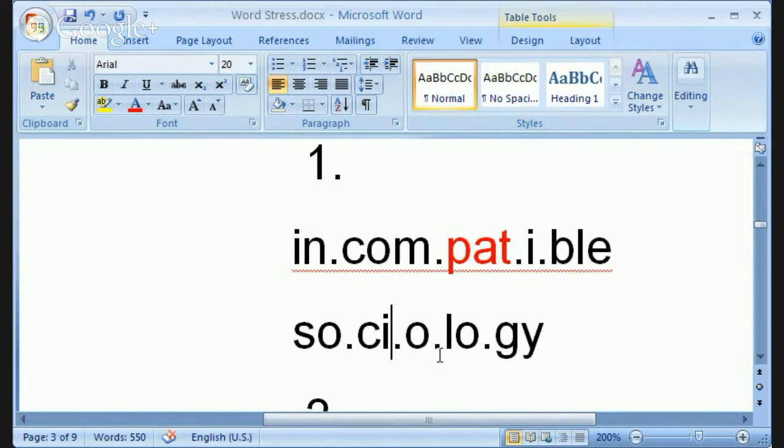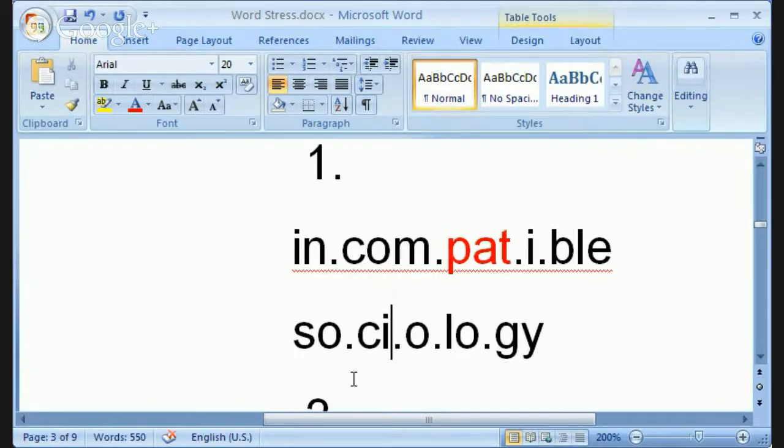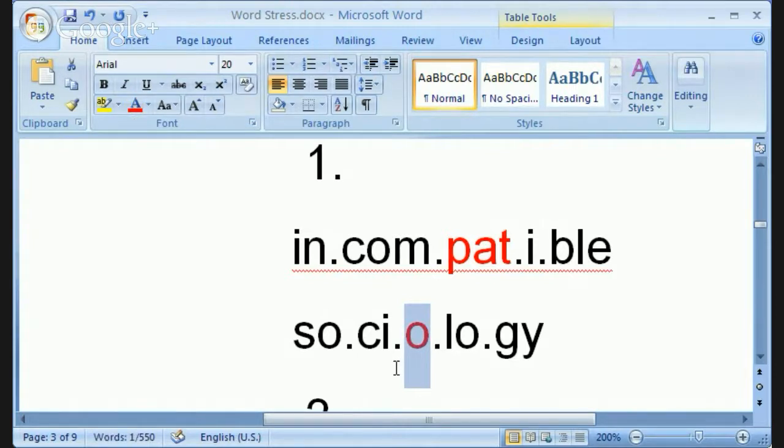Okay, what syllable is stressed here? Sociology. Do you think? Sociology. Second. Well, actually, it's this one. Sociology. If you remember, you probably don't, L-O-G-Y, logy, and graphy moves the syllable stress to one position in front of the suffix. Okay. Same with ible.